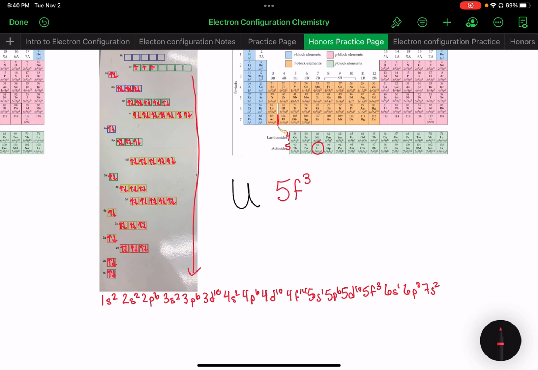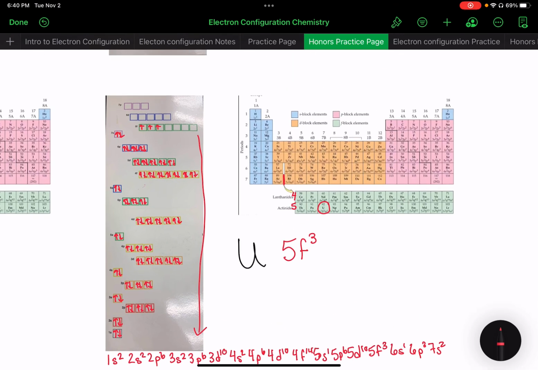So again, find your endpoint and then fill everything below it and write out your configuration. I will tell you that next week I will show you a shortcut on this so that you don't have to write out all of this configuration. But we're going to learn longhand first, so then when I show you the shortcut, it'll make sense and it'll be valuable to you.